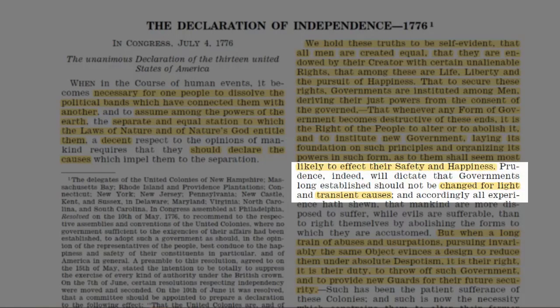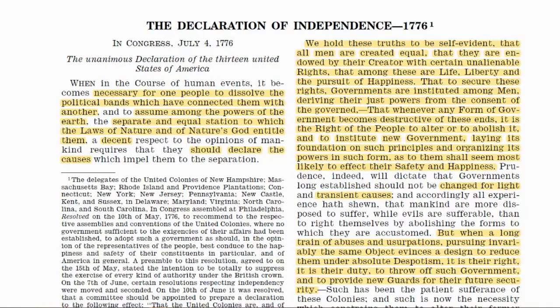Moving on, prudence, wisdom, indeed. This is emphasis, indeed, will dictate that governments long established should not be changed for light and transient causes. Not every nitpicky problem you have means you need to overthrow the government. Of course, especially when they're long established, like England. But sometimes, in the course of human events, it becomes necessary. Here's one of those times.